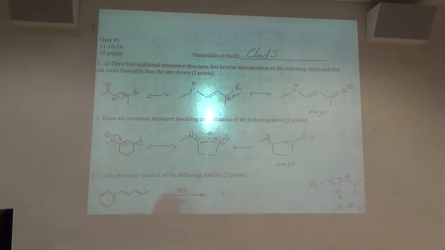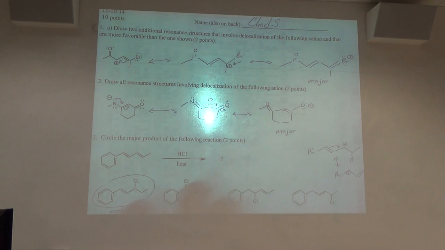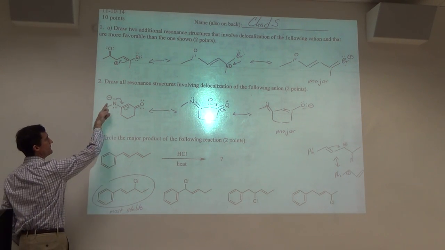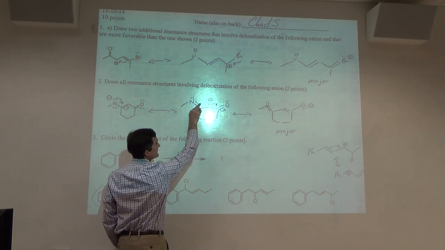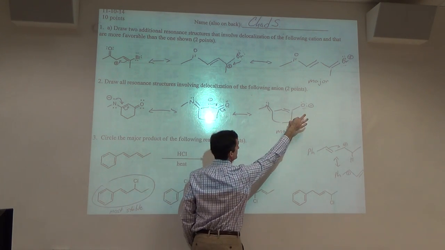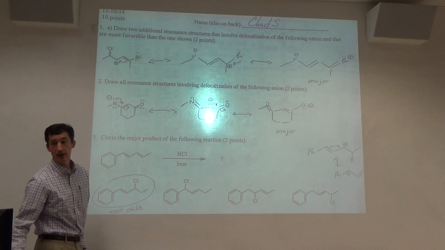with the additional methyl. The anion, how do you stabilize the anion? Move electrons away, electrons in, electrons out. We can get to this, electrons in, electrons out. We can get to that, which would be the major with the minus on oxygen.